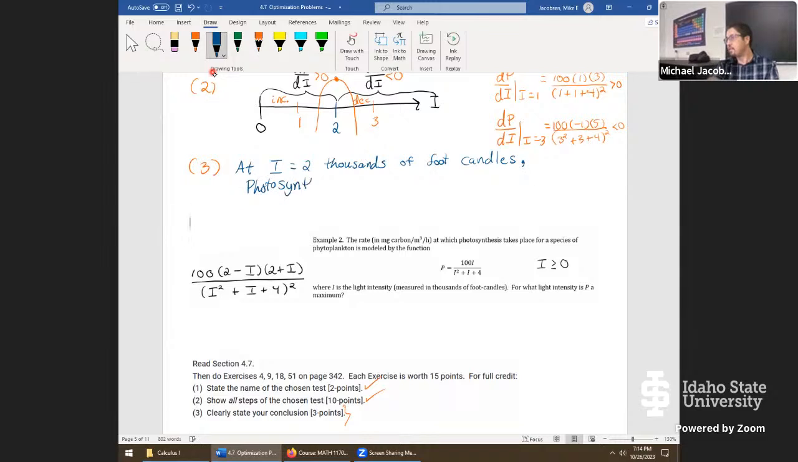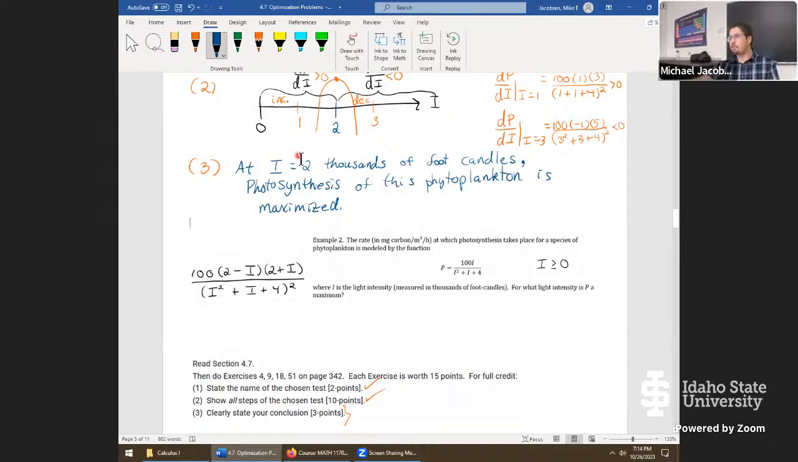So at 2,000 foot candles, photosynthesis of this phytoplankton is maximized. Meaning we found an absolute maximum, but if you say it in just these kinds of terms, that would be okay for these kinds of problems.